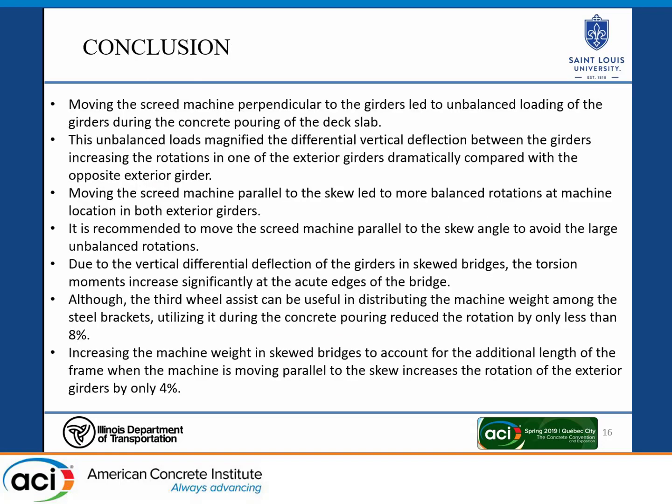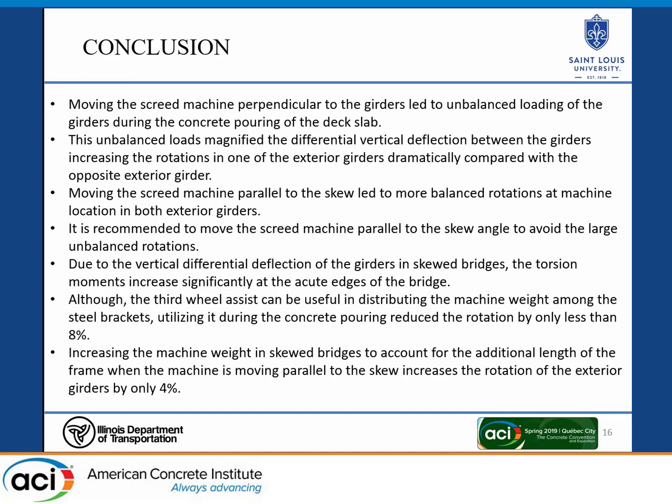What we found in our research was that if you move the SCREED machine perpendicular to these girders, it causes unbalanced loading of these girders due to the concrete pouring on the deck slab. And these unbalanced loads magnify the differential vertical deflection in these girders, and this increases rotations in the exterior girders, and dramatically more so in one than the other, because one girder will always have more concrete than the other girder just because of how it's skewed. And it depends also on how the SCREED machine moves compared to this way or this way.